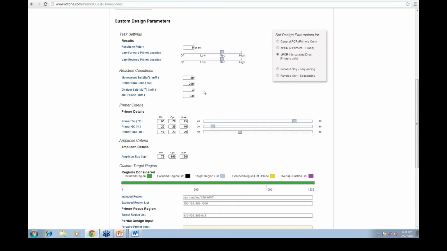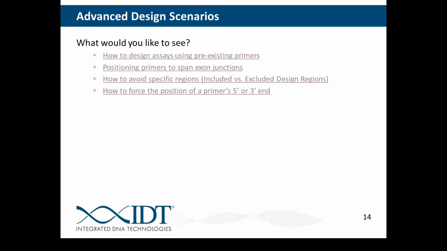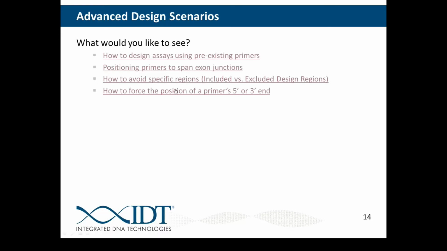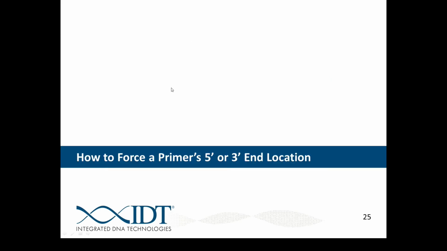Let's move on to the poll here. We can get back to some of these other questions in a little bit. These are the results from our poll. The most popular thing is forcing primer locations. After that, it's denoting exon junctions, and we'll cover as many of these other ones as possible. So we'll start with forcing the position of the primers, 5' or 3' end.